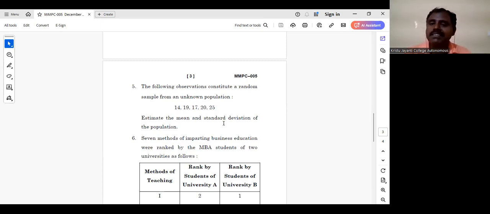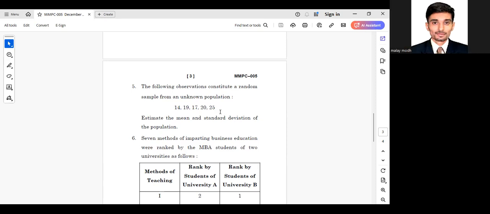Okay. So mean is nothing but you have to add all the individual items. For example, 14 plus 19 plus 17 plus 20 plus 25. Like that, you have to add all the items and divide by the total number of items. So here, how many items are there? 1, 2, 3, 4, 5 items are there. So add all the items and you will get the average.